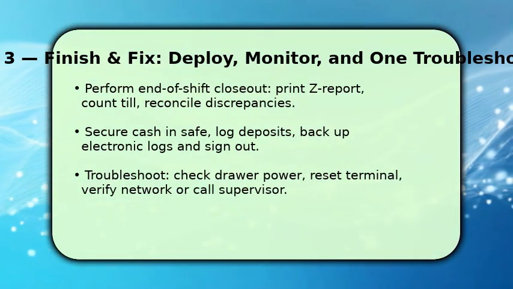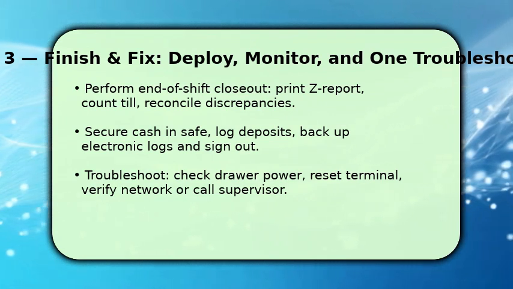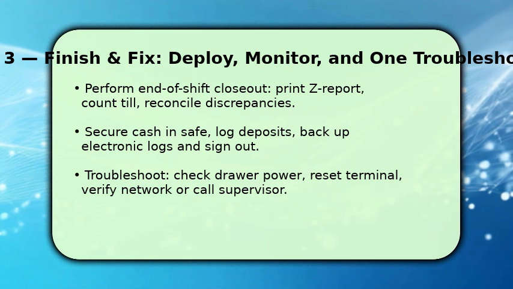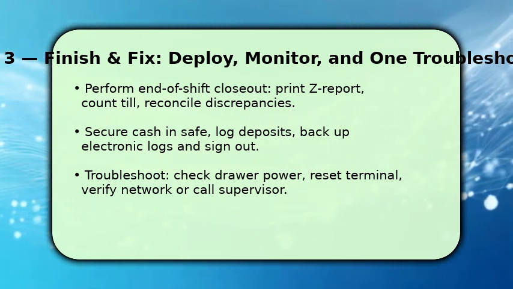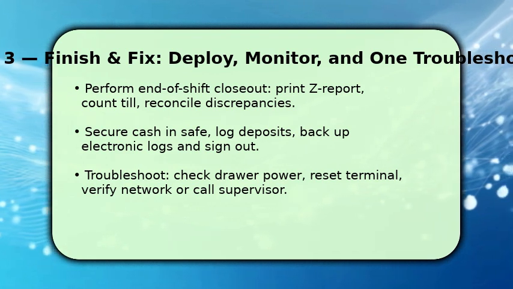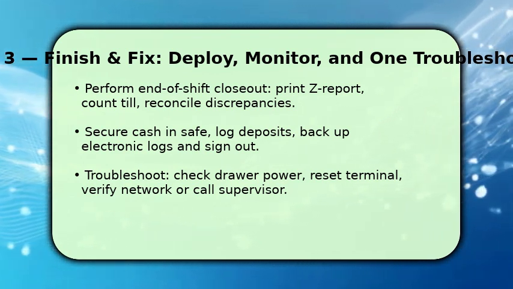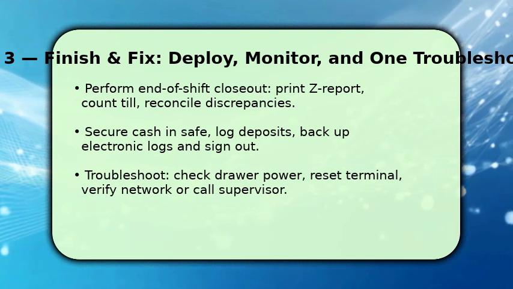Print the Z report, count the till by denomination and reconcile totals against the report so discrepancies are found immediately. Secure cash in the safe and log any deposits or variance explanations in the register notes. Backup electronic logs if required, then sign out of the POS.